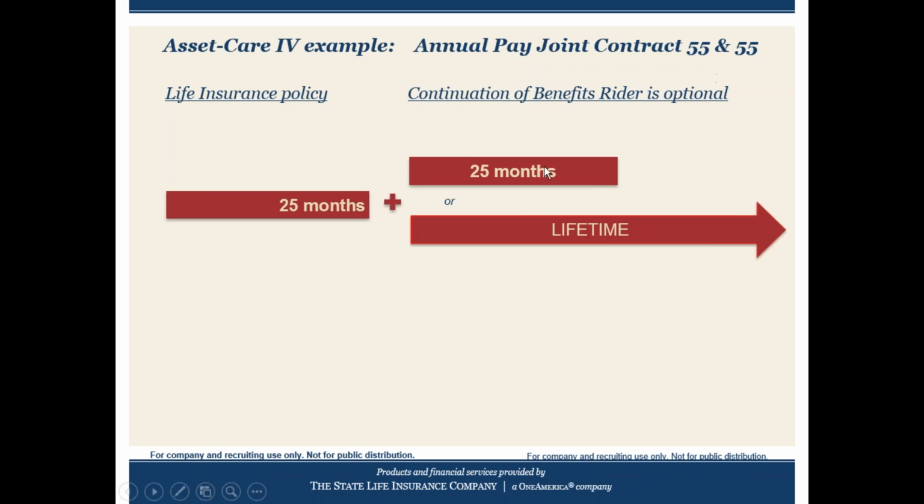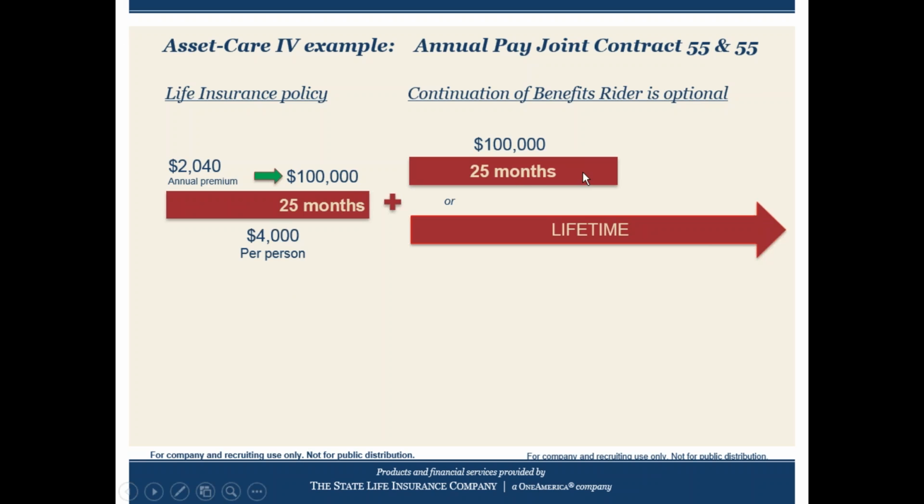So here's an example of a 55-year-old couple that's going to pay $2,040 a year. It's going to give them a death benefit of $100,000. And of course, that $100,000 will be used for long-term care. In this example, over a 25-month spend down, they'll each get $4,000 per month per person for long-term care, or $8,000 total if they go and claim at the same time.